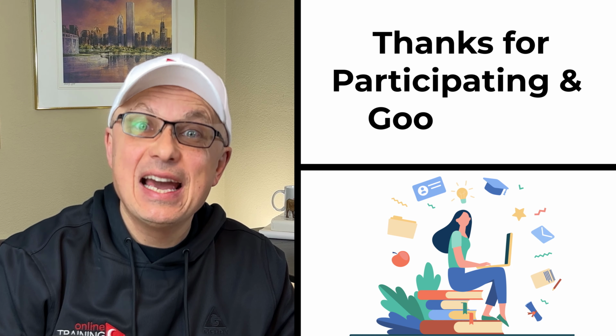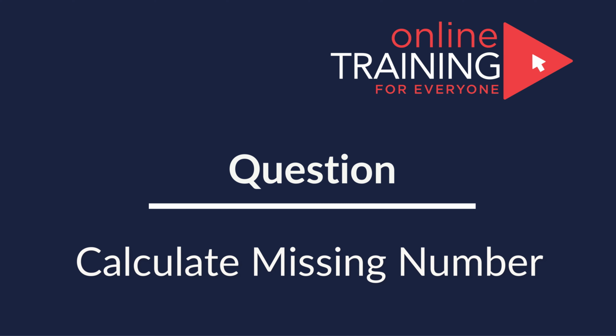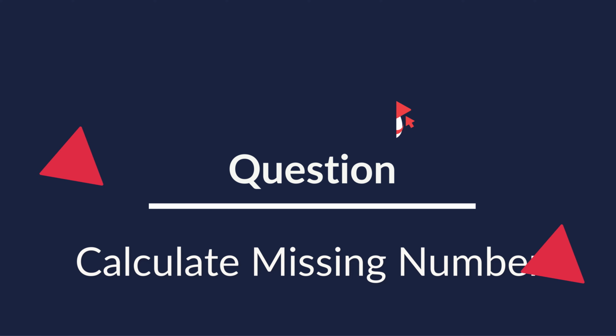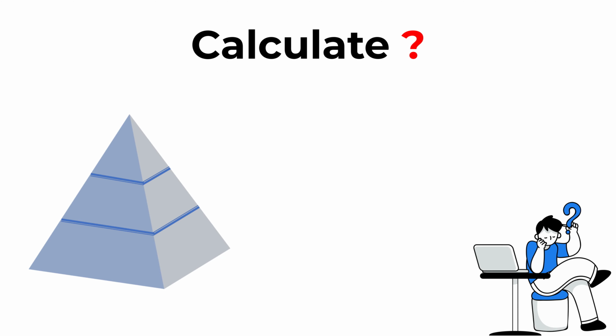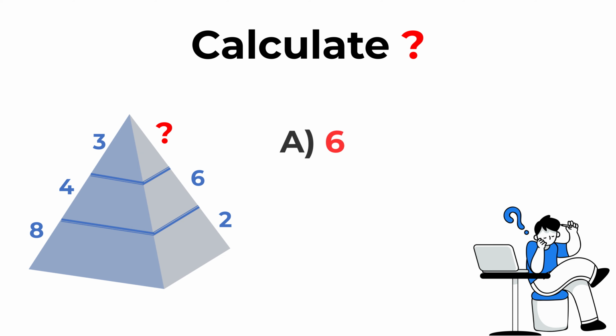And now let's continue and get you ready for the test. Here's a cool question you frequently see on the test. You need to calculate the question mark. You're presented with a 3-layer pyramid. On the bottom layer, you have numbers 8 and 2. On the middle layer, you have numbers 4 and 6. And in the top layer, you have the number 3, and on the other side of the pyramid, you have a question mark. This question mark can be one of those 4 values. Choice A is 6, choice B is 10, choice C is 7, and choice D is 2.